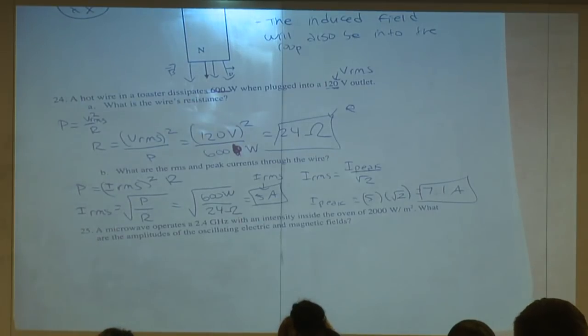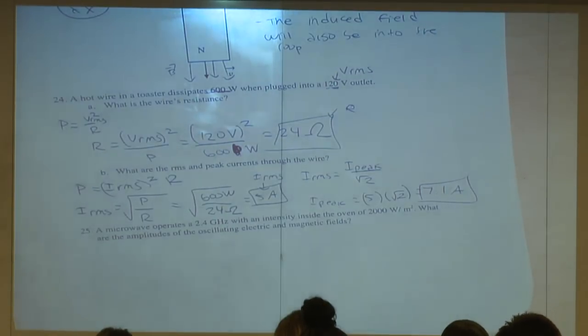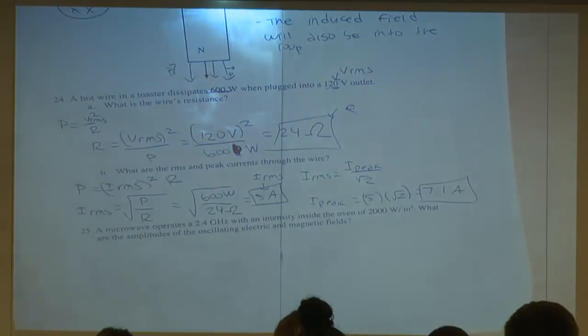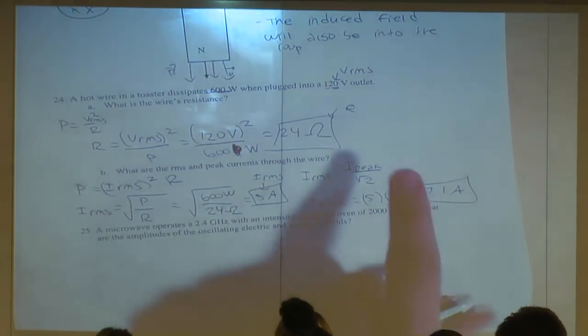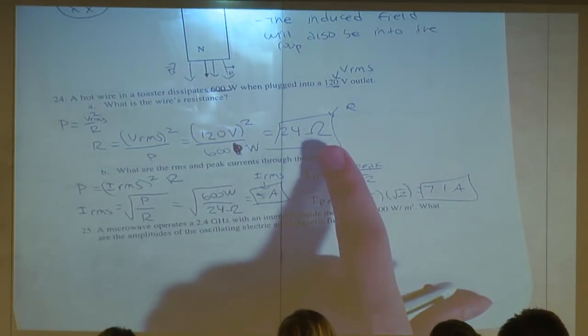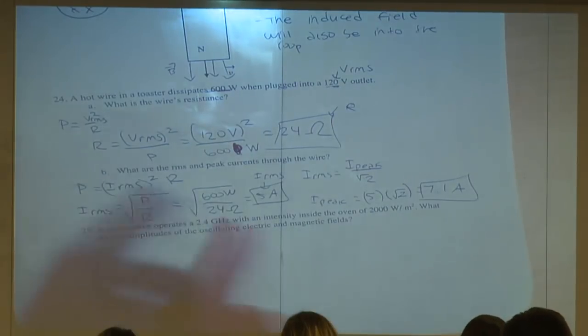For that one, you could just use V over R. Let me think. Yes, you could. If you wanted to do it that way, you could, because you have V and you have R. So yeah, you could do it that way also. I just, for some reason, did it the complicated way.